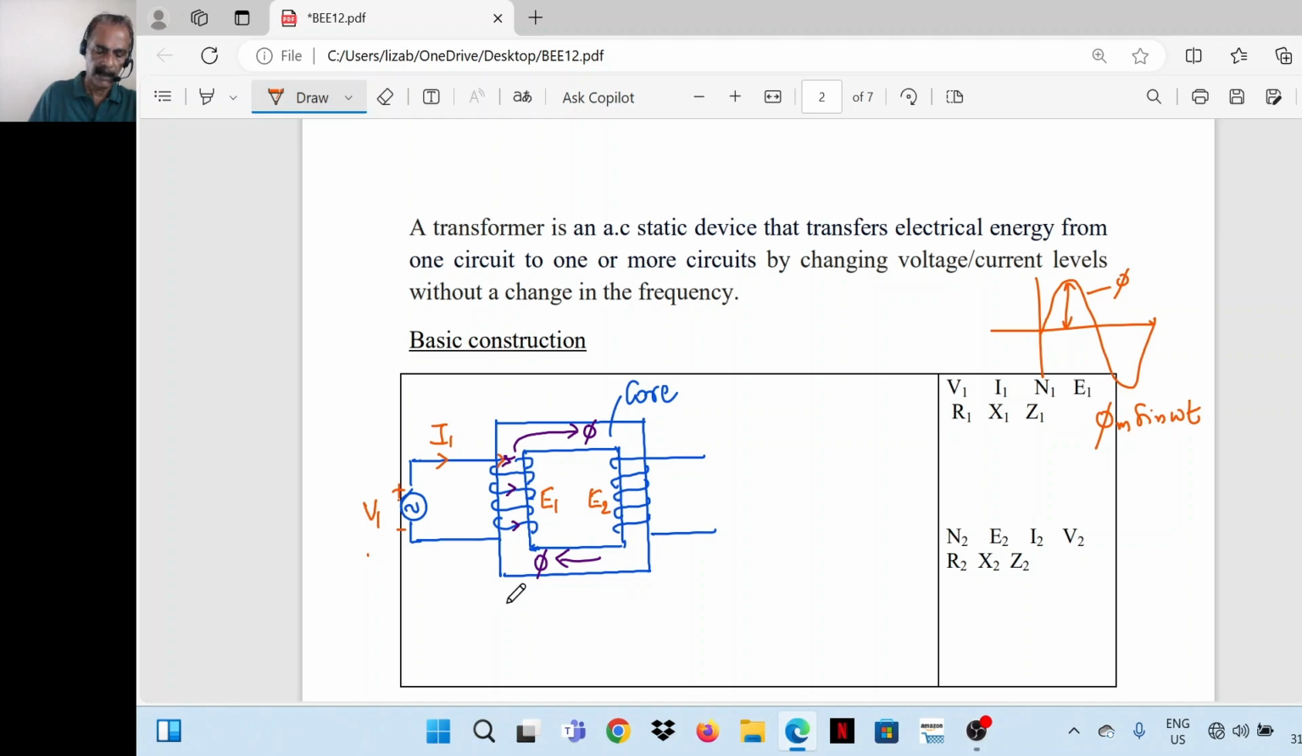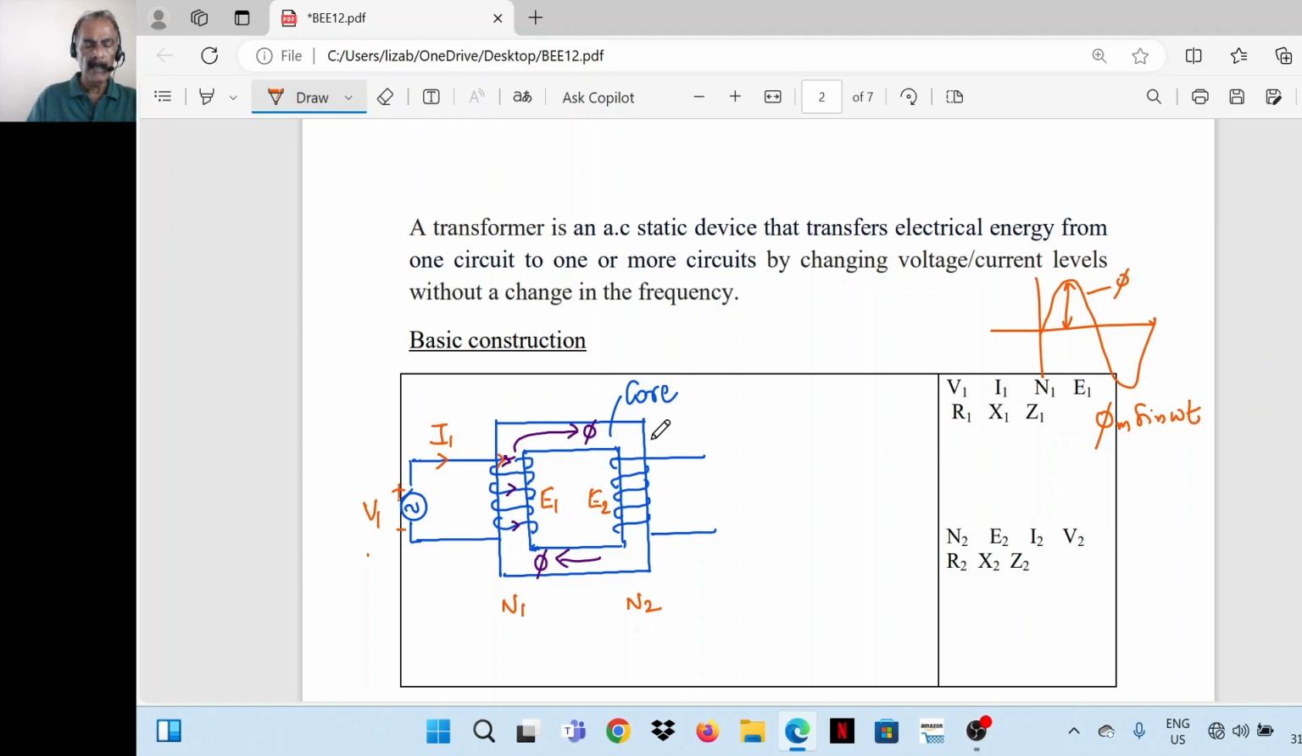EMF E2. Let us assume that the primary has N1 turns and the secondary has N2 turns. The magnitude of E2 depends on N2. If N2 is more than N1, then E2 will be more than E1, and it will be a step-up transformer. If N2 is less than N1, then E2 will be less, and it will be a step-down transformer. So the circulating flux induces an EMF E1 in the primary winding and an EMF E2 in the secondary winding.